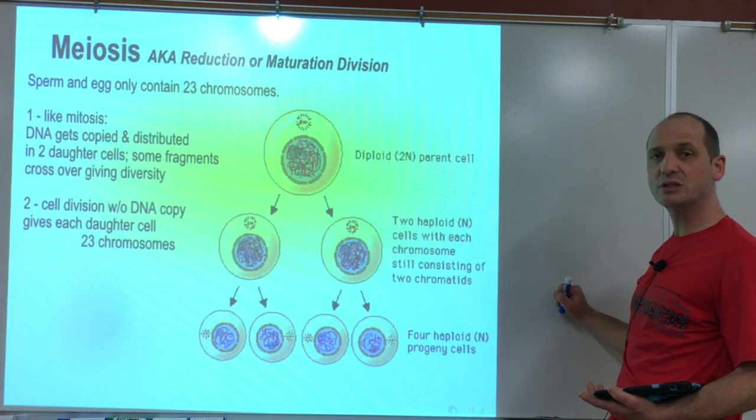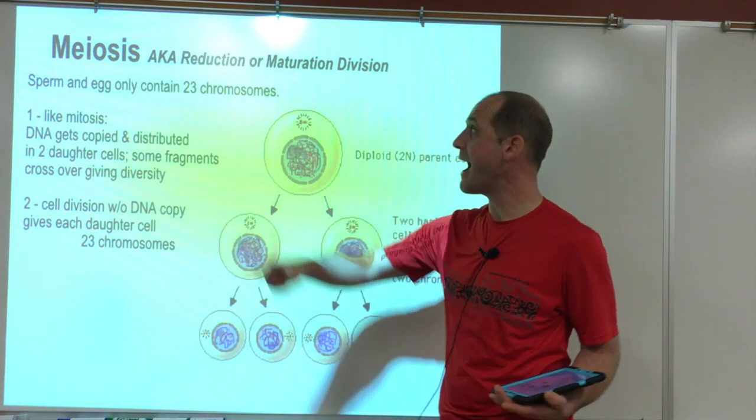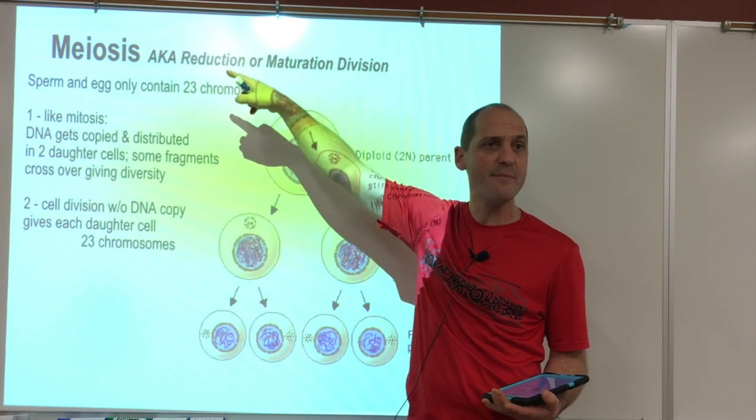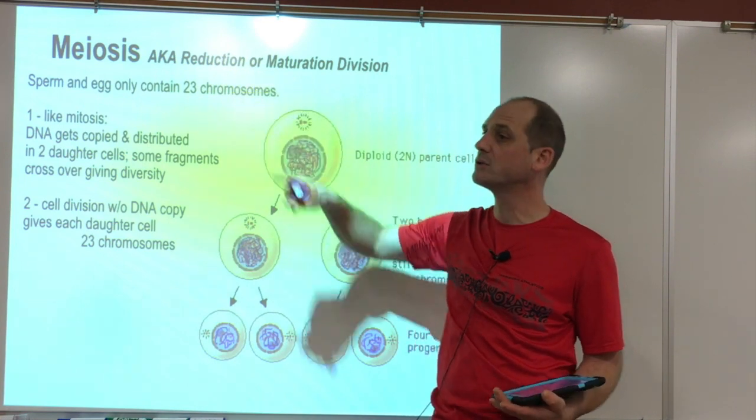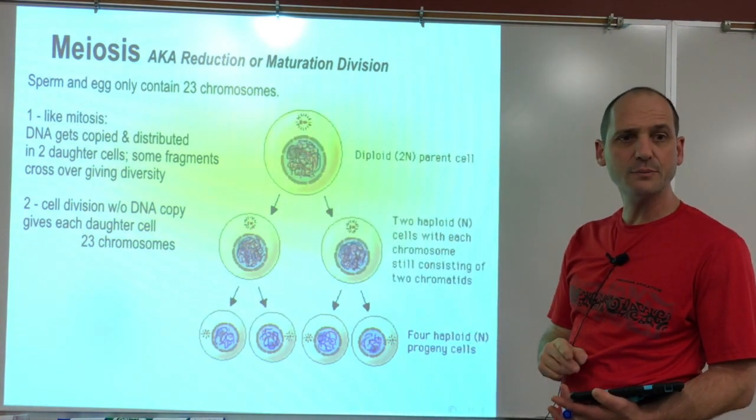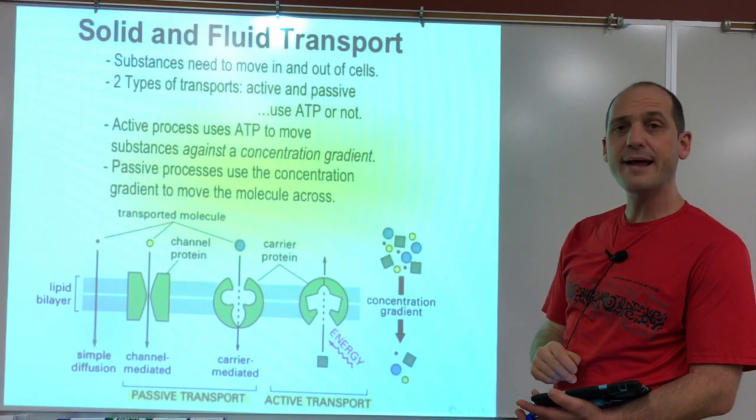So mitosis is for all body cells. Meiosis is only for the gametes, only for the sex cells, the sperm and the eggs. And then we leave that alone.